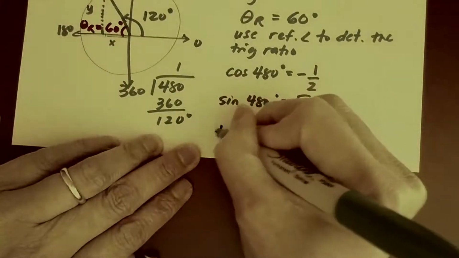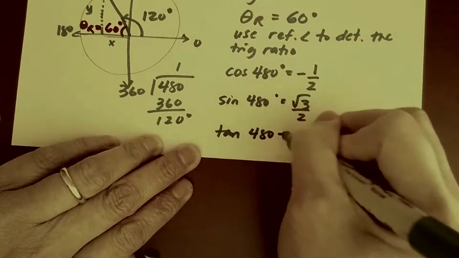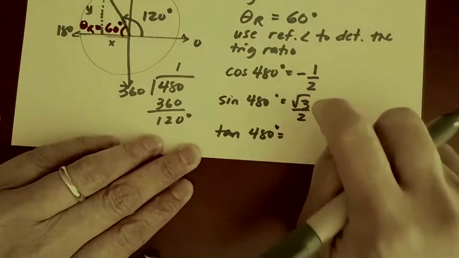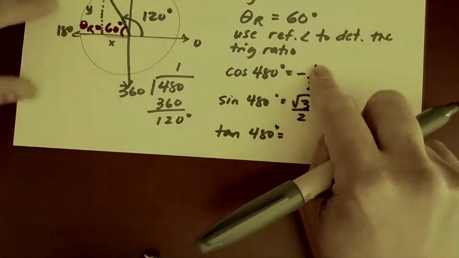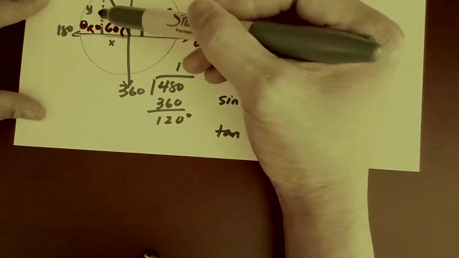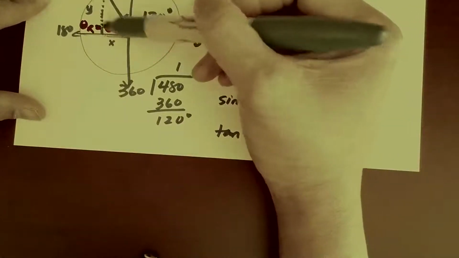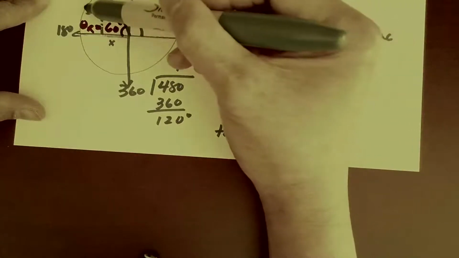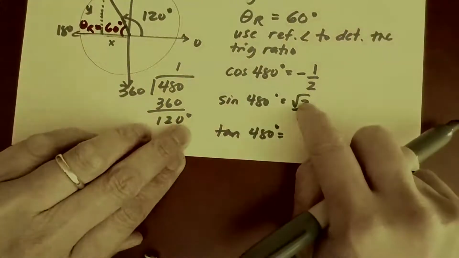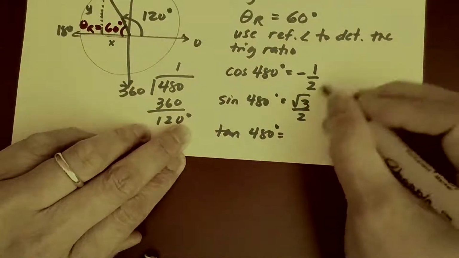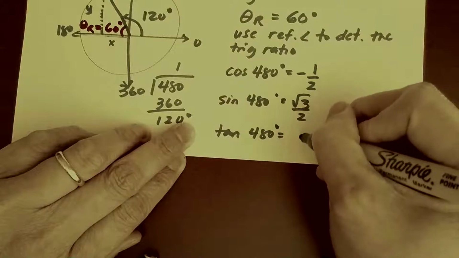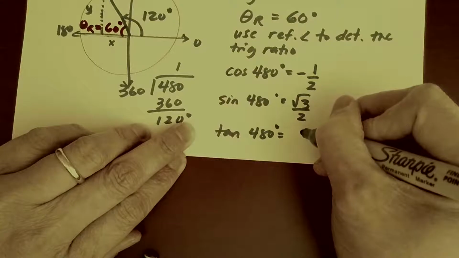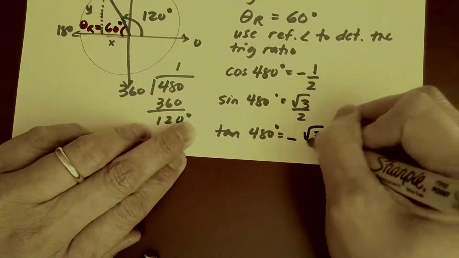And then the tangent, tan of 480 degrees, is sine divided by cos. Tan is opposite over adjacent. So y is the sine, x is the cos. So sine divided by cos, I'm going to get... If I take √3/2 divided by negative 1/2, it's going to be negative √3/1.